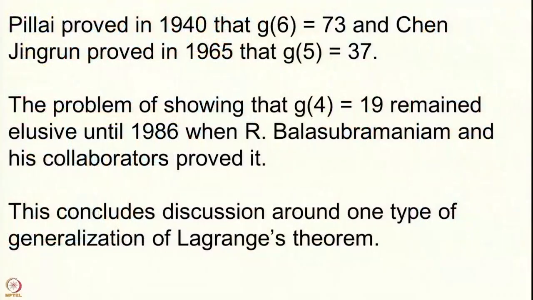Waring's problem is one way by which we can generalize the theorem of Lagrange, which is that since you are writing every number as a sum of squares, you can ask how many cubes are needed, how many fourth powers are needed and so on, and this is intimately related to many other things in mathematics like the circle method and so on, as well as the techniques which were developed by R. Balasubramaniam and so on. So, this is one way the theorem can be generalized. There are other ways.